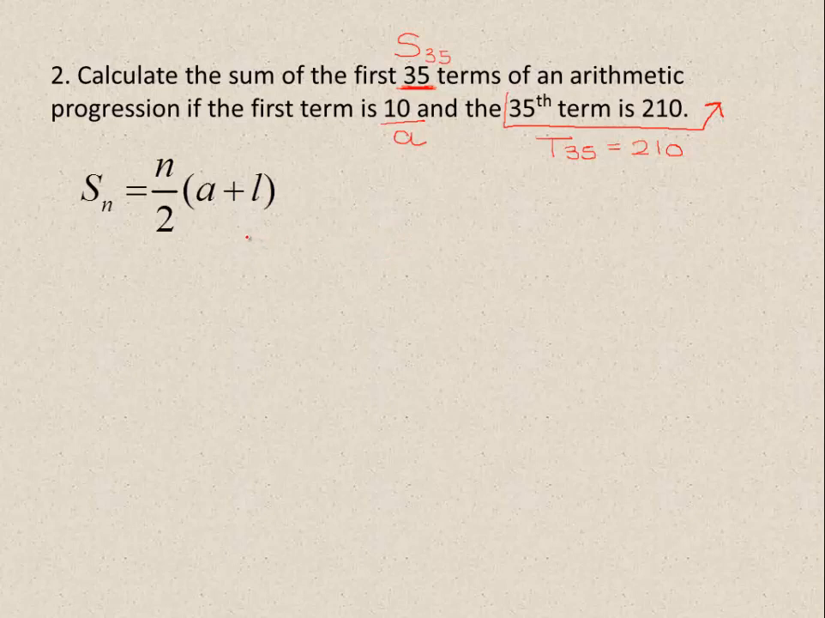Furthermore, I go here and I would say, but wait a second. Calculate the sum of the first 35 terms and the 35th term is 210. Which means this T35 over here is the last term in this series that I'm using. T35 is the last because I want to only calculate the first 35 terms. Which means now L is equal to 210. Why? The 35th term is 210, and what is the 35th term? The 35th term is my last term. And L stands for the last term.